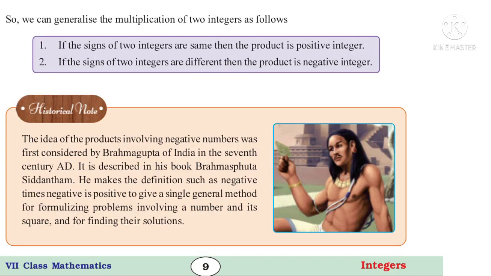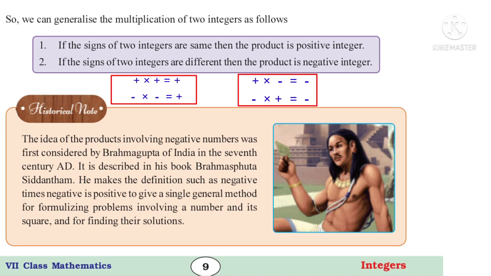Now we can generalize the multiplication of two integers as follows. Number 1. If the signs of two integers are same, then the product is a positive integer. That is, plus into plus is plus, minus into minus is also plus. Number 2. If the signs of two integers are different, then the product is a negative integer. That is, plus into minus is minus and minus into plus is also minus.